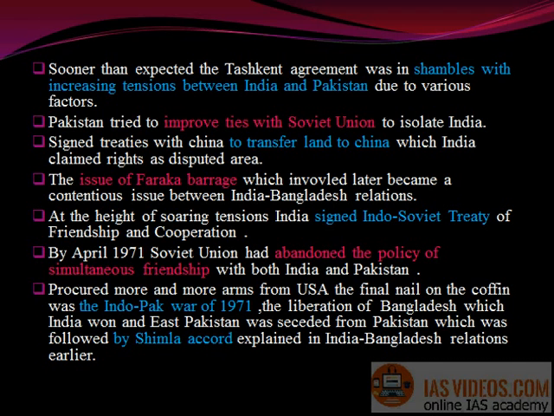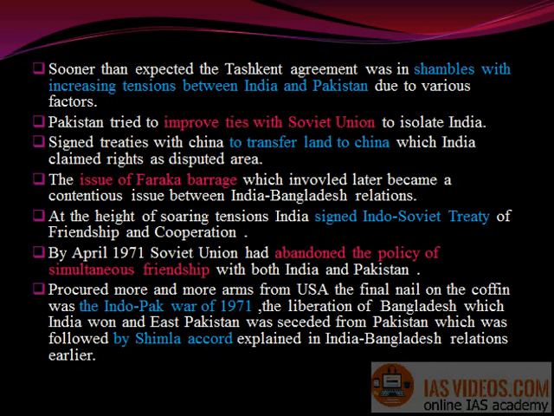Sooner than expected, the Tashkent Agreement was in shambles, with increasing tensions between India and Pakistan due to various factors. Pakistan tried to improve ties with the Soviet Union to isolate India. It signed treaties with China to transfer land to China which India claimed rights to as a disputed area. The issue of the Farakka Barrage later became a contentious issue in India-Bangladesh relations.